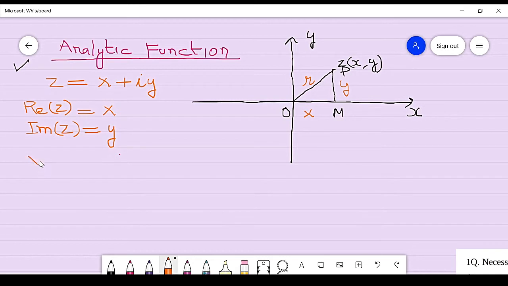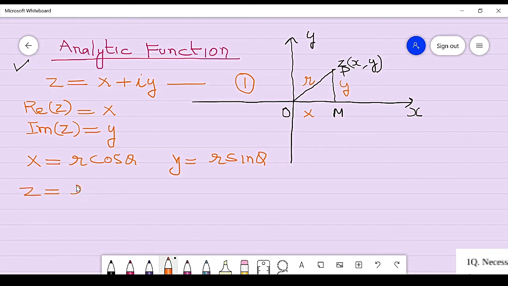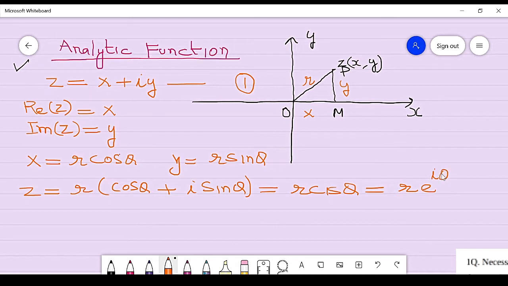If we take x equal to r cos theta and y equal to r sin theta, and substitute these values in this equation, we get z equal to r into cos theta plus iota sin theta, which is r cis theta, and this is r e raised to the power iota theta.